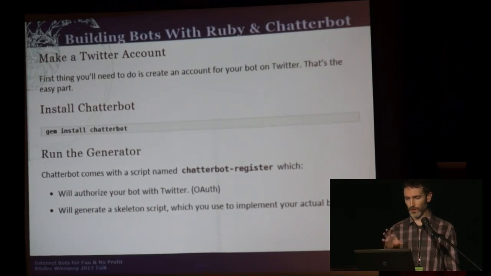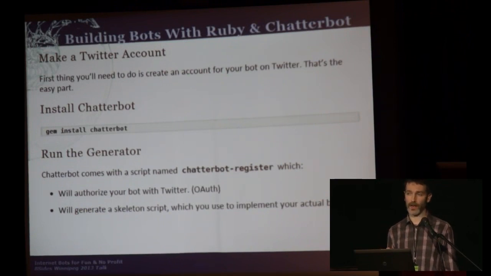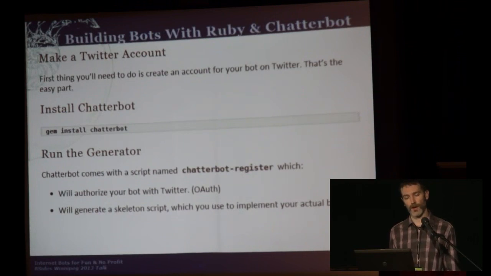And so if you were to write a bot with Chatterbot, this library, you first need a Twitter account. So you create an account for your bot, give it a name, give it an @name. Then you install the Chatterbot library. So with Ruby, you use the gem install tool to gem install Chatterbot, and it then gives you a program that you run called Chatterbot Register. You run that program, you give it the name of your bot on Twitter, and it handles all the authentication. So it connects to the Twitter API, handles OAuth, which can be fairly complicated to work with, and it gives you a skeleton script, so it's sort of a starter for your actual bot code.